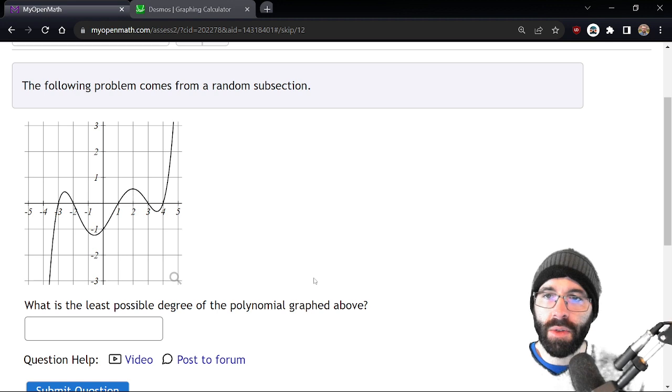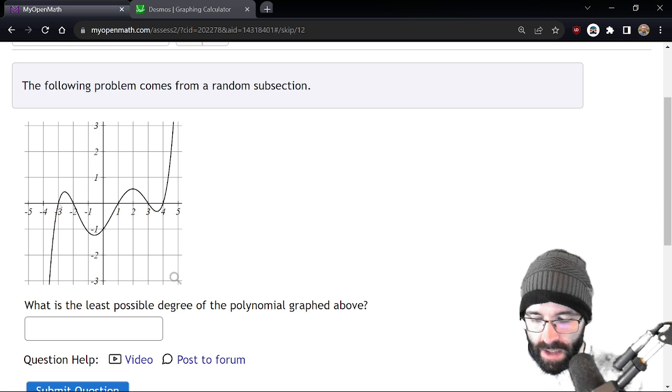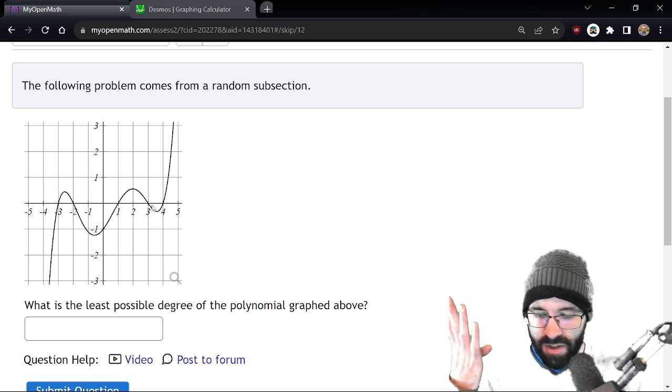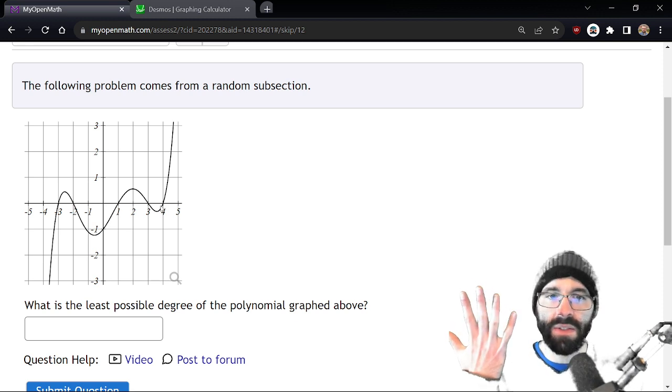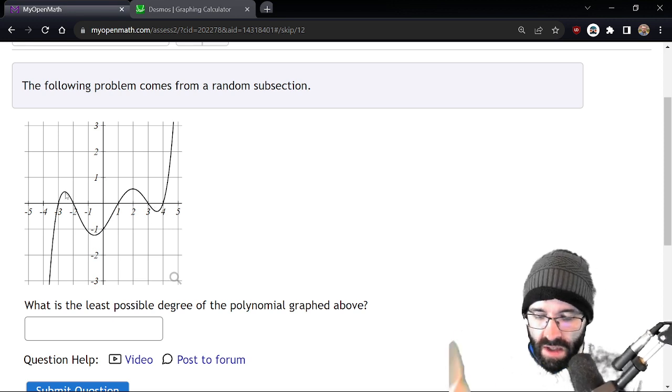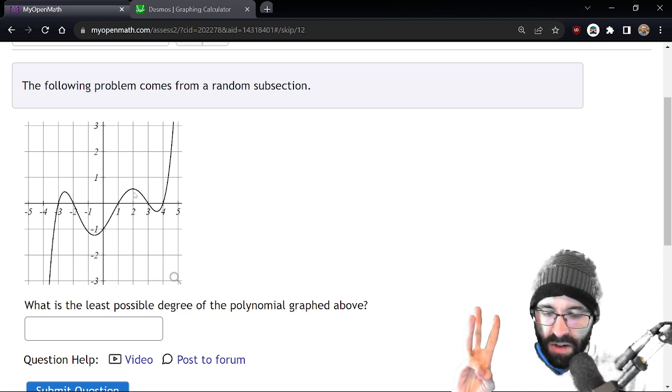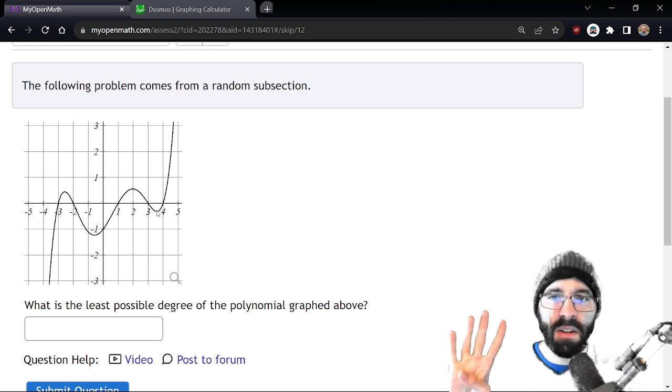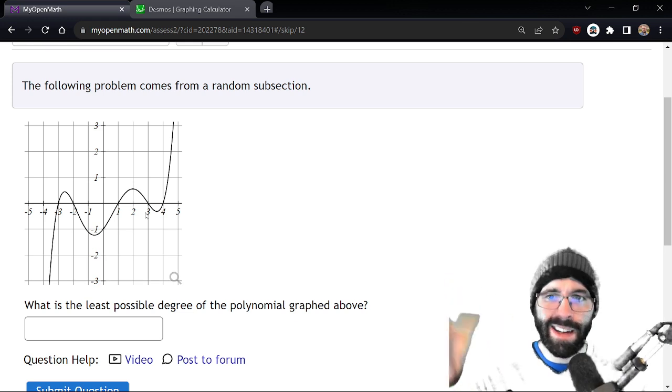What's the least possible degree? Well, you can look at turning points. You can look at zeros. There's 1 zero here, 1 here, 1 here, 1 here, 1 here. 5 zeros. Each looks like it has multiplicity 1. So maybe it's degree 5. What about turning points? 1 turning point, 2, 3, 4 turning points. Okay, the degree has to be at least 1 more than that. So it has to be at least 5.